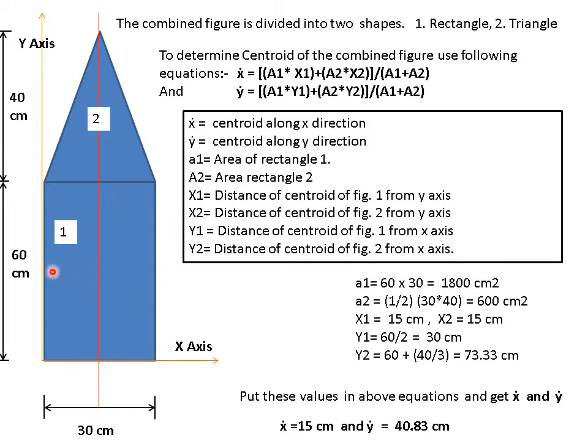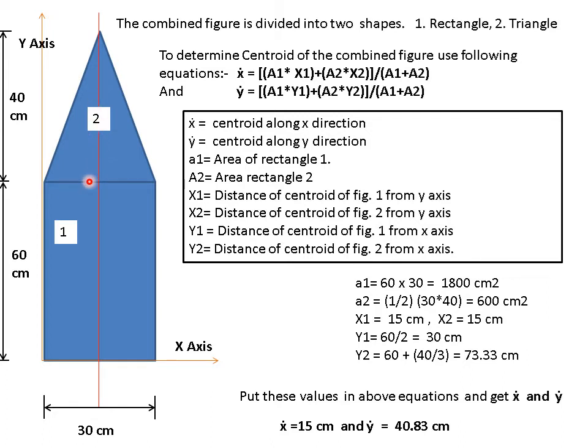So I will say x1 is the distance of the centroid of the first rectangle, measured in horizontal direction. The total width is 30 centimeters. Half of it will be 15 centimeters. X1 is 15 centimeters. X2, this is the triangle. It is symmetrical about the vertical axis. So naturally x2 is also 30 divided by 2. So on this axis the centroid will lie.